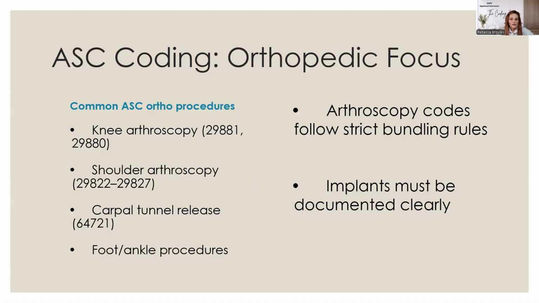The orthopedic focus. Some common ASC ortho procedures: the knee arthroscopy, 29881 and 29880, shoulder arthroscopies, 29822 through 29827, carpal tunnel release, 64721, and foot and ankle procedures. Arthroscopy codes follow strict bundling rules, and implants must be documented clearly if applicable.